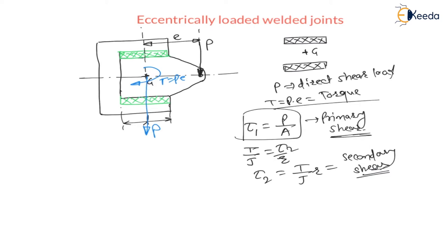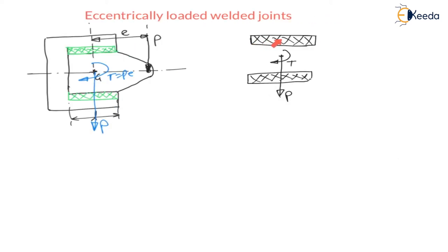Now let us do the analysis. Let us consider here, this is the upper side welding of length L, here lower side welding of length L, and here G is the centroid of this welding, the center of gravity of these two weldings. And at G, there is a direct force P acting, as well as torque of magnitude P into E, also acting in clockwise direction. Now, to balance this primary shear load P, there will be equal and opposite P in the welding. And to balance this torque, there will be equal and opposite torque in this welding.